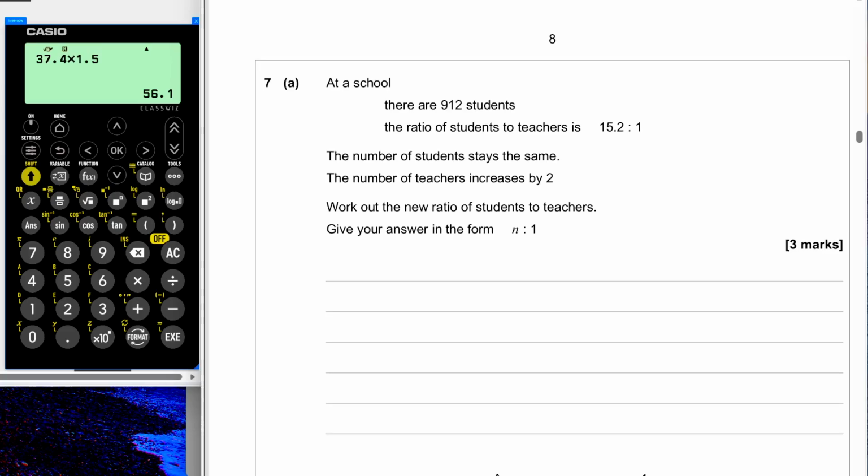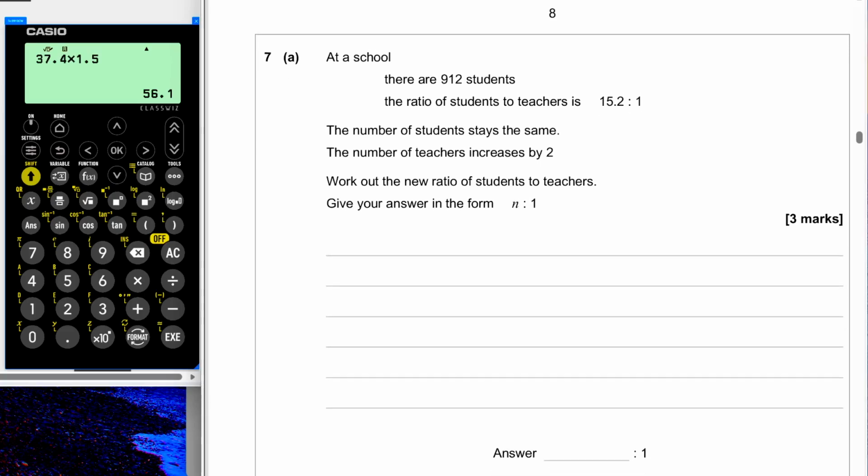Right, question 7. At a school, there are 912 students. The ratio of students to teachers is 15.2 to 1. The number of students stays the same. The number of teachers increases by 2. Work out the new ratio of students to teachers, giving your answer in the form n to 1.